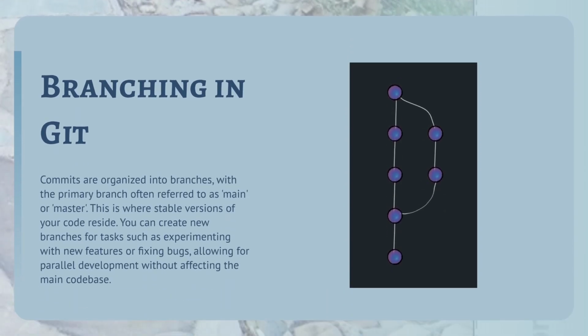Commits can be grouped into branches. Think of a branch as a timeline. You can have alternate timelines that are all running simultaneously. The main branch, often called main or master, is where stable code lives. But you can create new branches to experiment, fix bugs, or build features without messing up the main line of development.